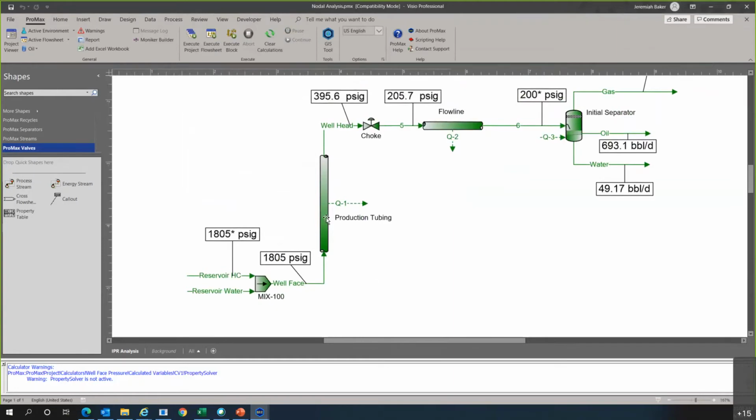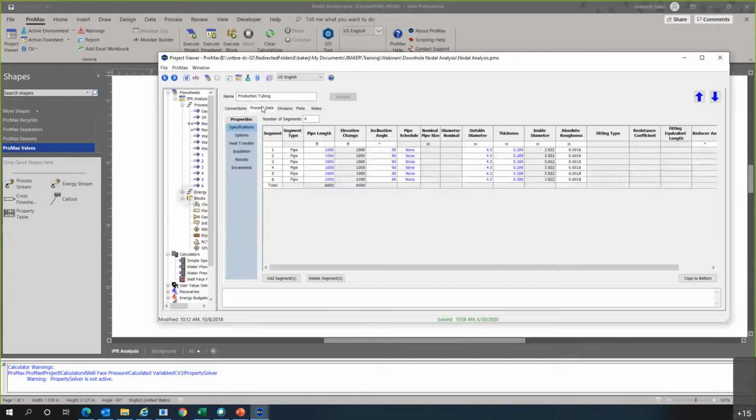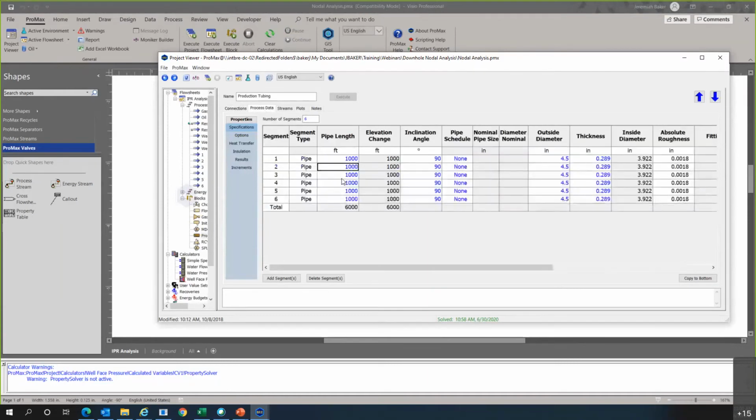So our production tubing is a pipeline block in ProMax. We've set up that it is 6,000 feet long. In this case, we are setting an inclination angle of exactly vertical, but you can change that angle. So I think someone asked earlier if you can set different inclined tubings. You can change the inclination angle here to whatever you need it to be. So we can change that if it is going to be going more horizontal as we go down. We're also giving, obviously, the diameter of that tubing to know how much area we have to flow that fluid through and therefore determine the frictional losses.